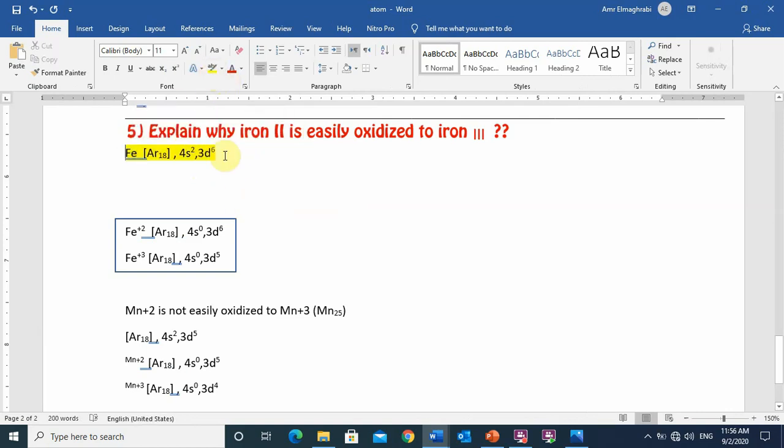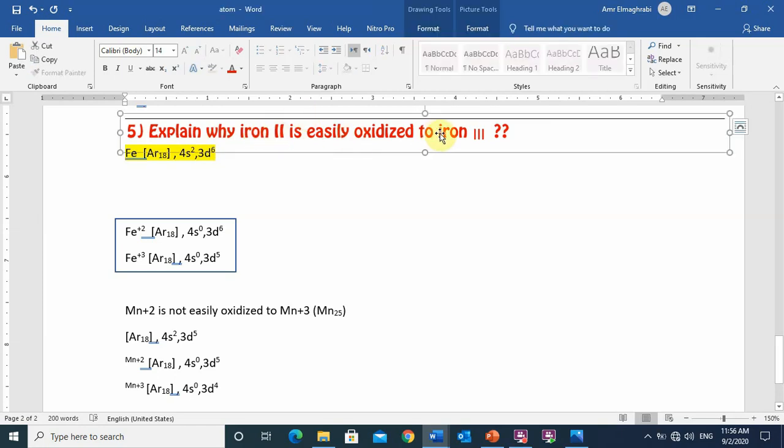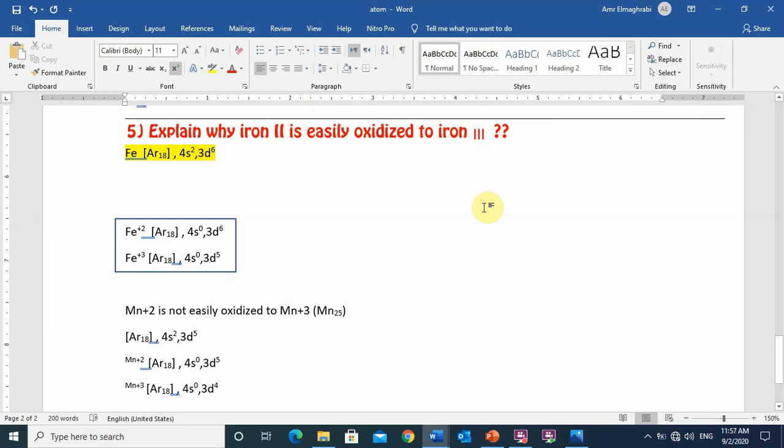In this question he asked why iron 2 is easily oxidized to iron 3, and of course he means that the inverse is hard. But if iron 2 can easily change to iron 3, this means iron 3 is more stable. So the question here is why we can easily change iron 2 to iron 3 and why iron 3 is more stable. The normal electronic configuration of iron is Fe, argon 18, 4s2 3d6.